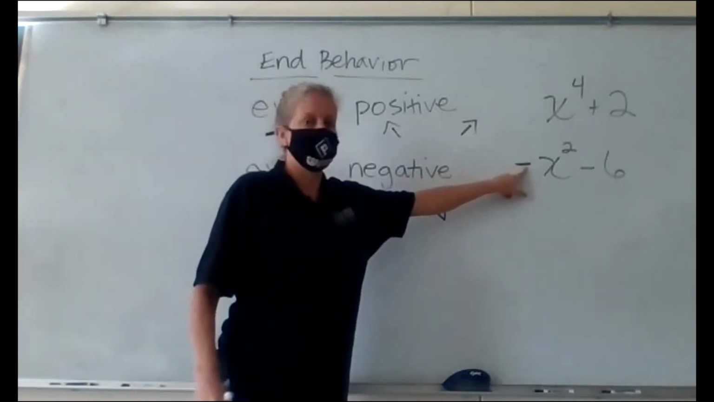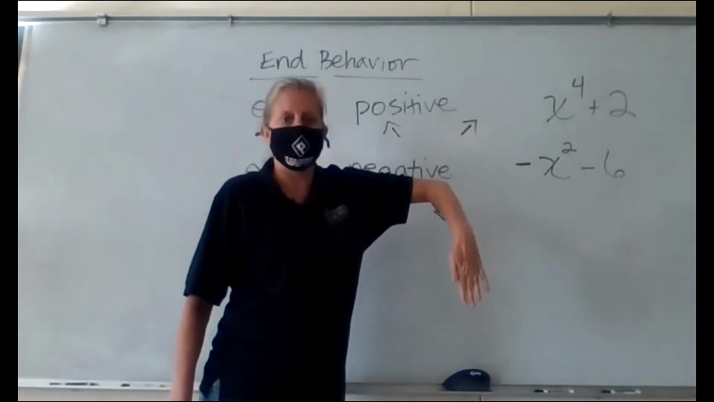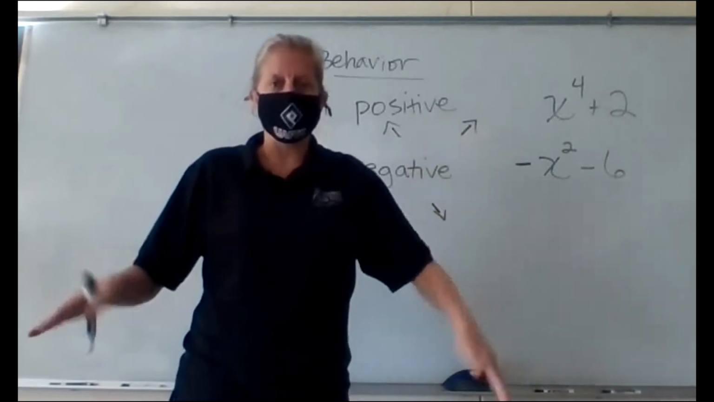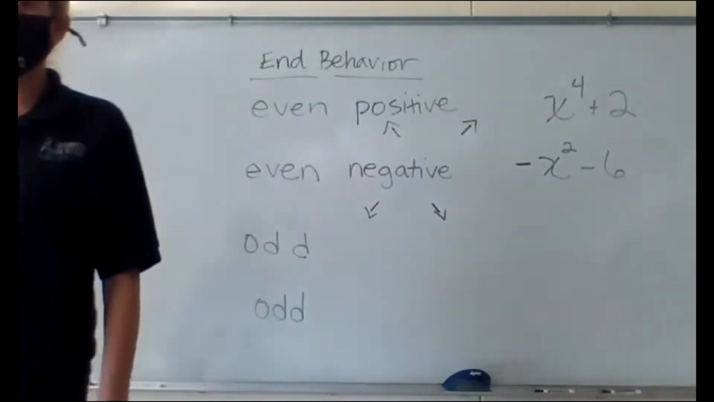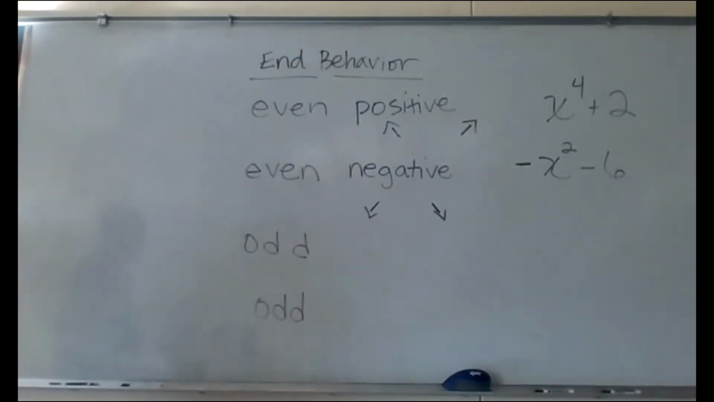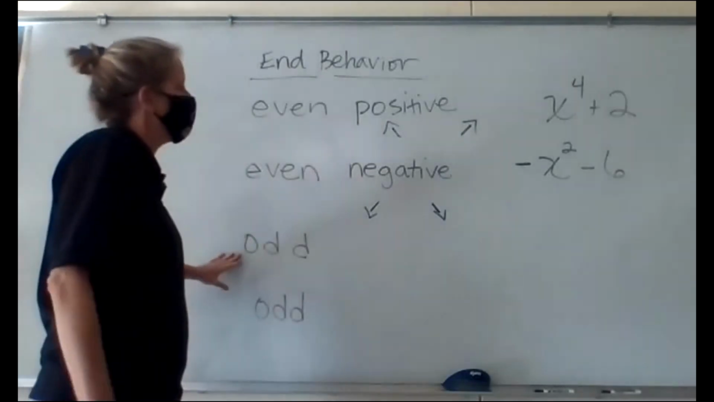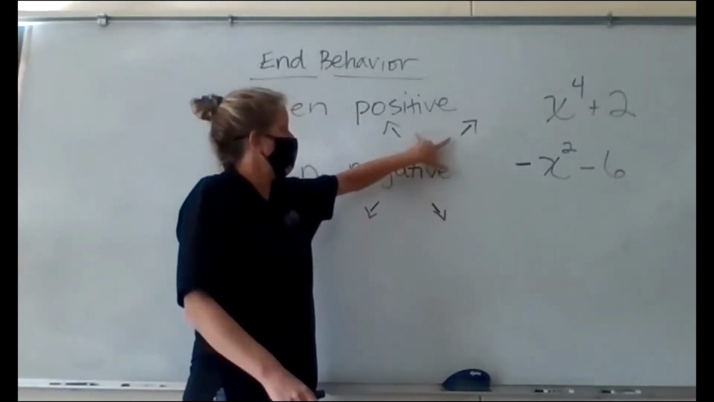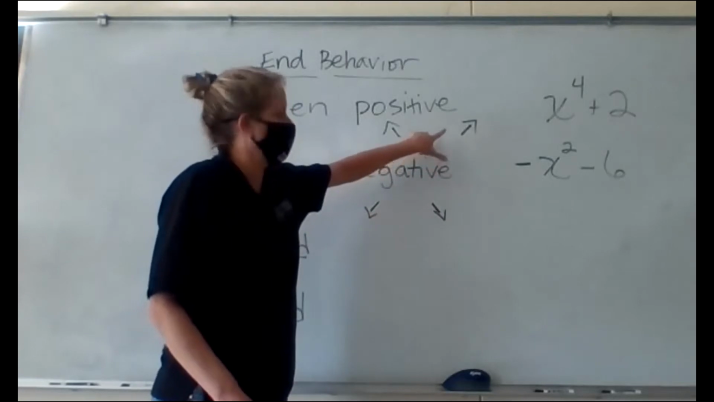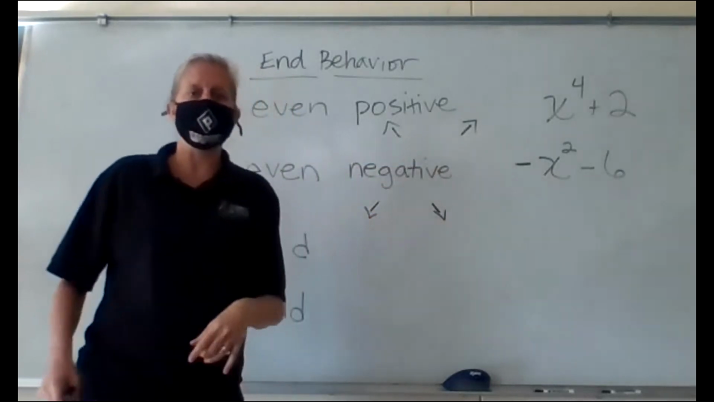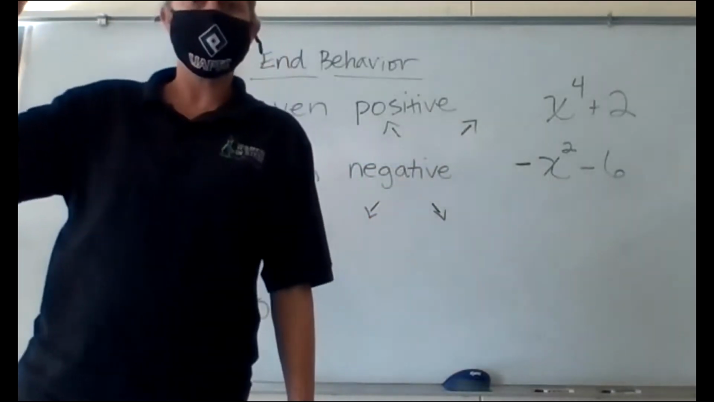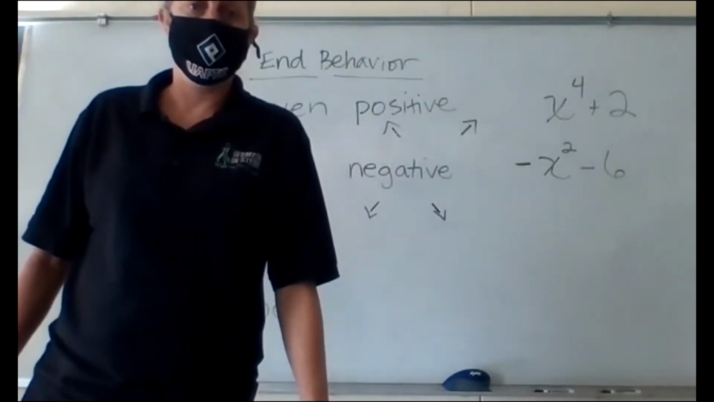Right? Because what does this do? Flips your graph upside down. That's what makes the ends both go down instead of both go up. Odd behavior tells you that my ends don't match each other. They don't go in the same direction as each other. You're going to have one up and one down.